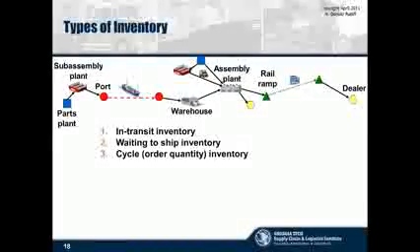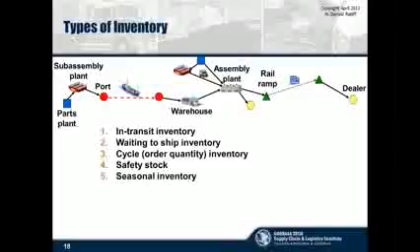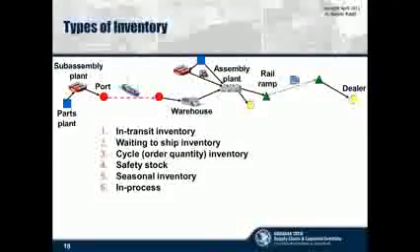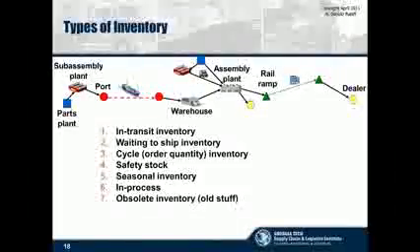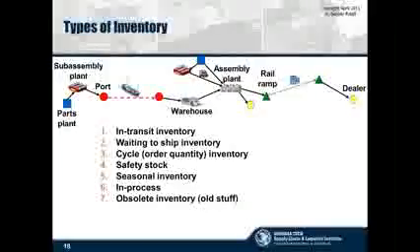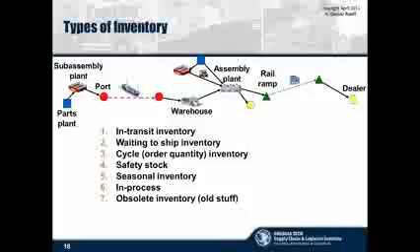There's the cycle or order quantity inventory. That's the part that we just talked about a little bit, which has to do with how big the shipments are. There's safety stock, which is the natural thing that people think about when they think about inventory. There's seasonal inventory, where you have to get inventory in advance because typically you can't get enough of it during season. You've got in-process inventory, which we talked a little bit about. And then we've got just old stuff. We've got stuff that we wish we didn't have, but somebody kept on the books because they didn't get rid of it.